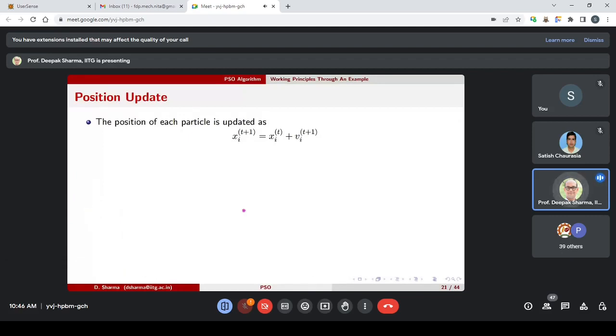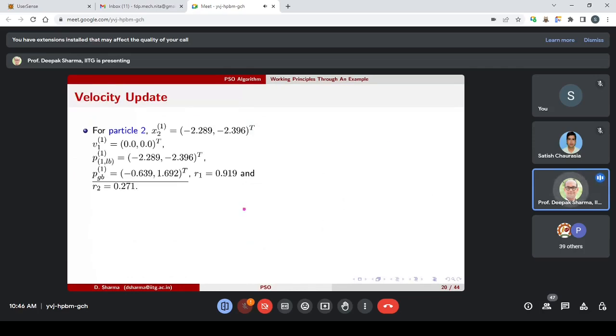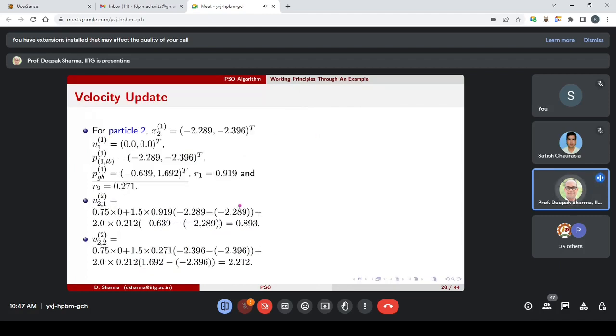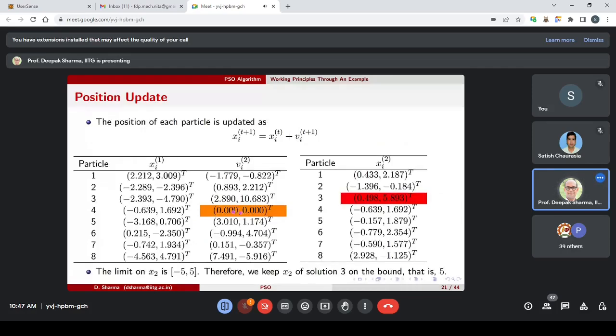If you remember the formula where we find the local best and global best, since particle 4 is also the global best, this subtraction will be 0. This is also 0 because the local best of the particle and the current position are the same, and the initial velocity was 0. That's why the updated velocity was 0 in this case.